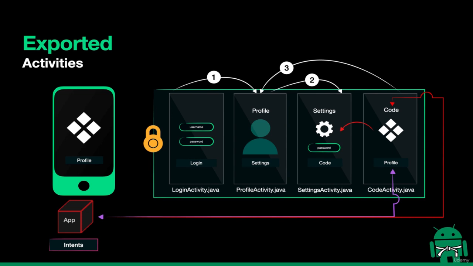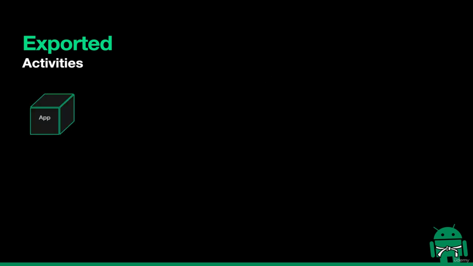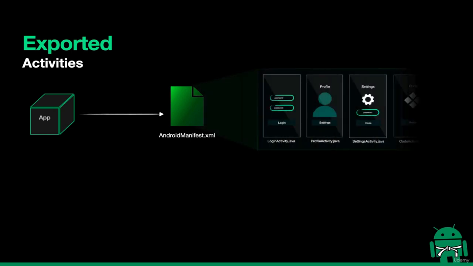So where do we have to search to get this information if an activity has been exported or not? And the answer for this is in the Android manifest XML. So this configuration file has all the information about our activities. Or otherwise, if we are creating an activity, there will be an entry for this activity in the Android manifest XML. Okay, so now we know where to look.